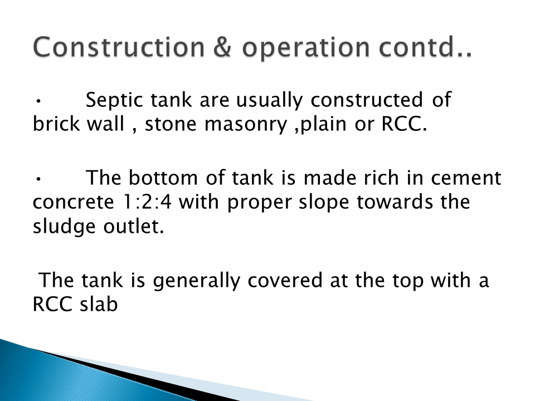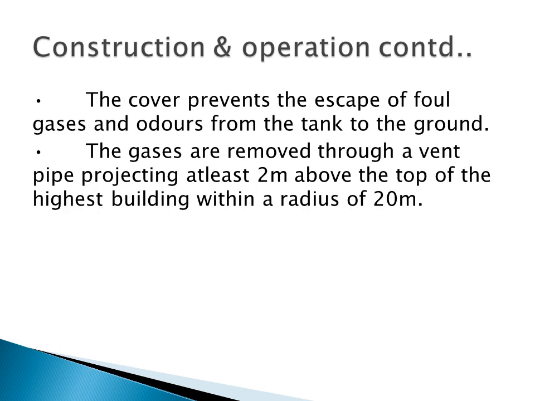And the septic tank can be constructed of either brick wall or stone masonry or plain cement concrete or RCC. And for the bottom you can provide cement concrete of ratio 1:2:4. And normally a slope is provided towards the sludge outlet so that the sludge can be taken out. And the tank normally is covered at the top with RCC. We are providing this cover to prevent the escape of foul gases and odors from the tank. And normally we have to provide a vent pipe, which should project at least 2 meters above the top of the highest building and within a radius of 20 meters.